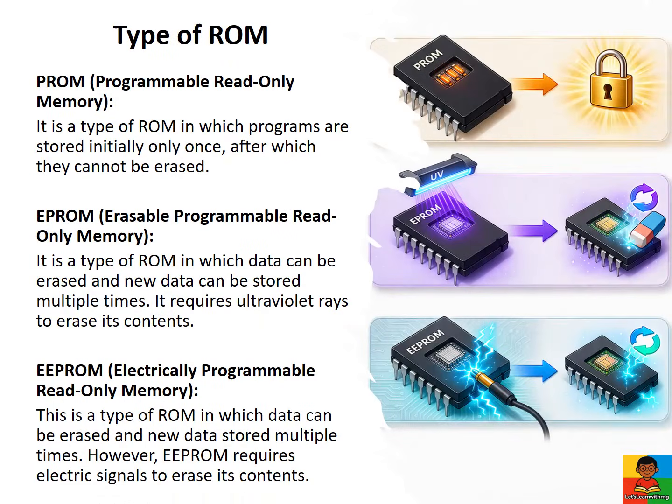There are three types of ROM: PROM, EPROM, and EEPROM. PROM, or programmable read-only memory, stores programs only once and cannot be erased. EPROM, or erasable programmable read-only memory, allows data to be erased and stored multiple times using ultraviolet rays. EEPROM, or electrically erasable programmable read-only memory, allows erasing and storing data multiple times using electric signals.